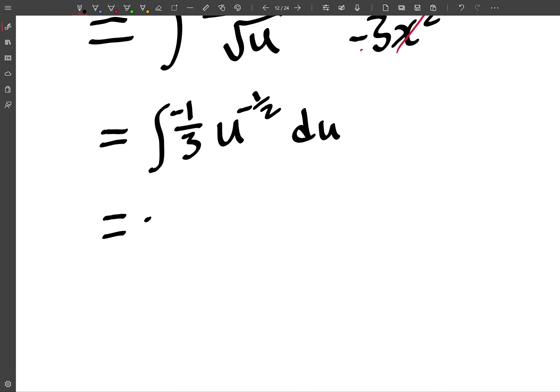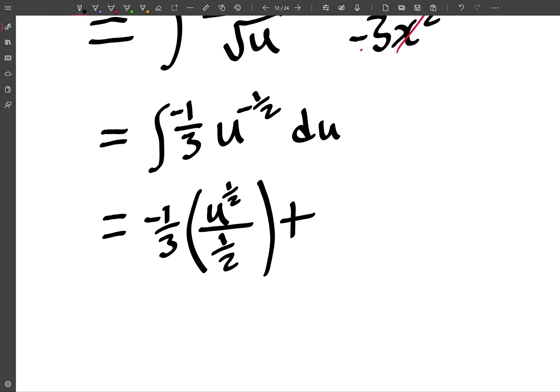That's going to be negative 1/3. Always just leave that coefficient out front. And then we're going to have our u, we're going to add 1 to our exponent, so it's going to become positive 1/2, and then we're of course going to divide by that 1/2, just like we always do. And don't forget, because it's an indefinite integral, we need to go back to adding our plus c.